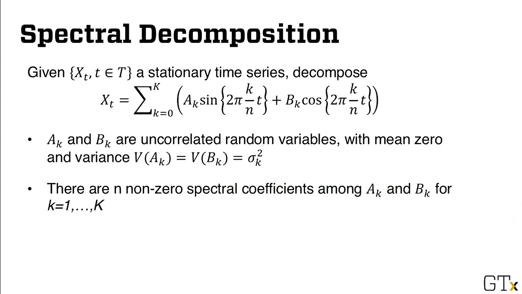In the spectral decomposition, the coefficients A_k and B_k are functions of the time series x_t, which is a random process. Hence, the coefficients are random also. But most importantly, it can be shown that the coefficients are uncorrelated. Hence, the spectral decomposition takes correlated data in time and transforms it into uncorrelated spectral coefficients. Because we have only n observations, there are only n non-zero spectral coefficients.